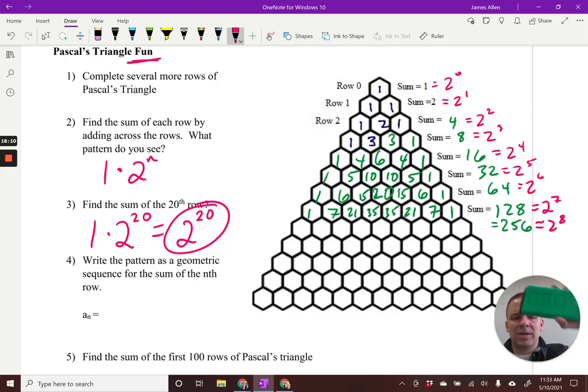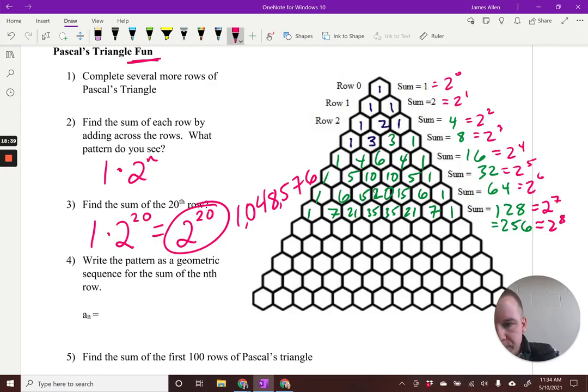It's going to be a big, you know what? I'm strapped. 2 to the 20th is $1,048,576. That's a lot. Okay.